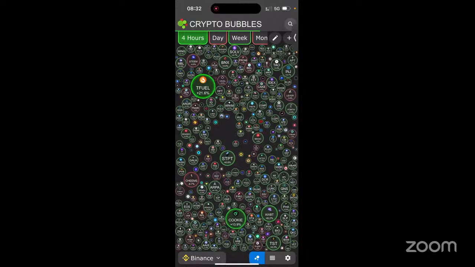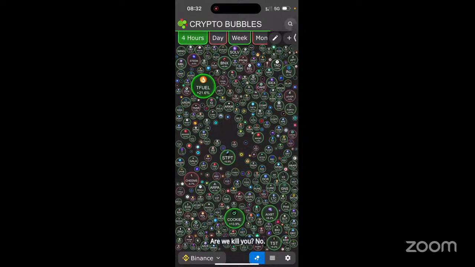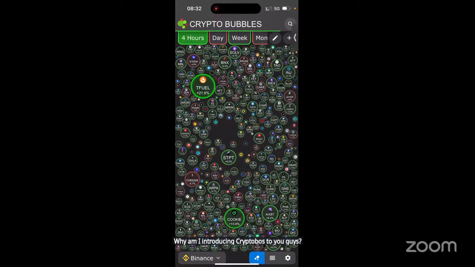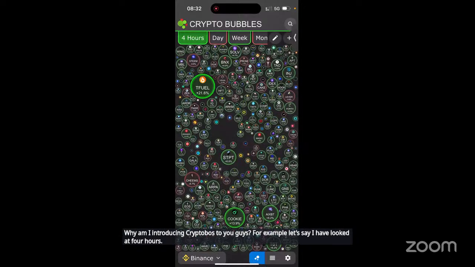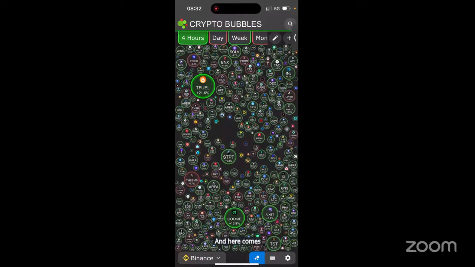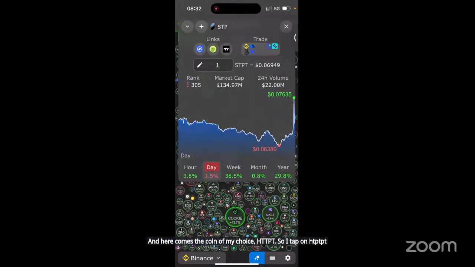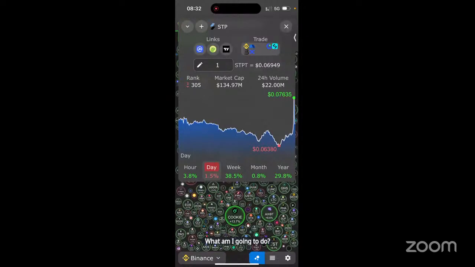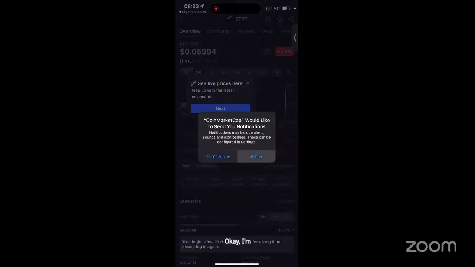Are we clear? Now, why am I introducing crypto bubbles to you guys? For example, let's say I have looked at 4 hours, and here comes the coin of my choice, STPT. So I tap on STPT. If I don't know anything about this coin and I want to learn about it, what am I going to do? I'm going to go to CoinMarketCap.